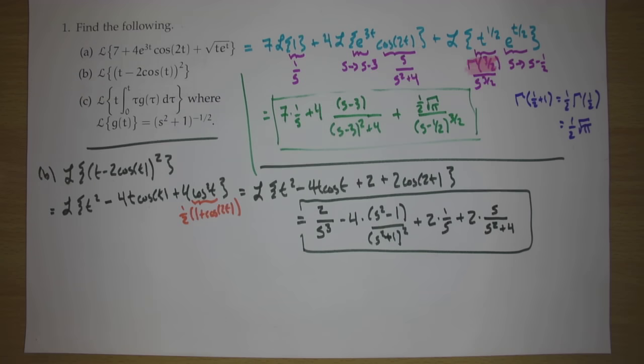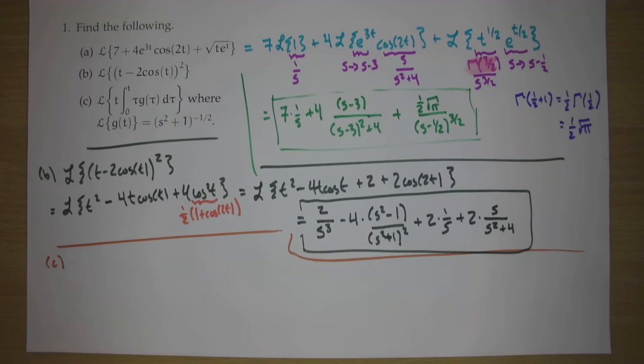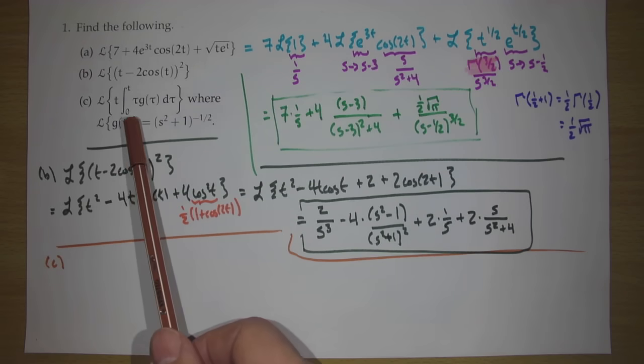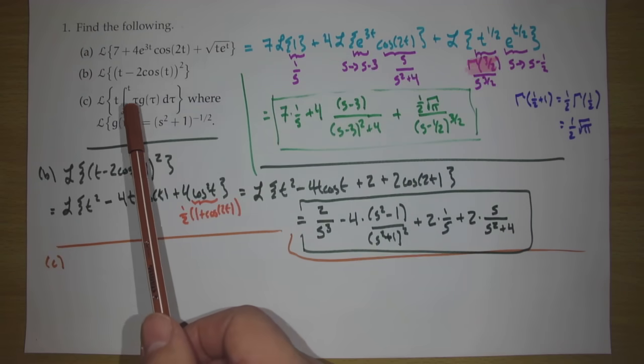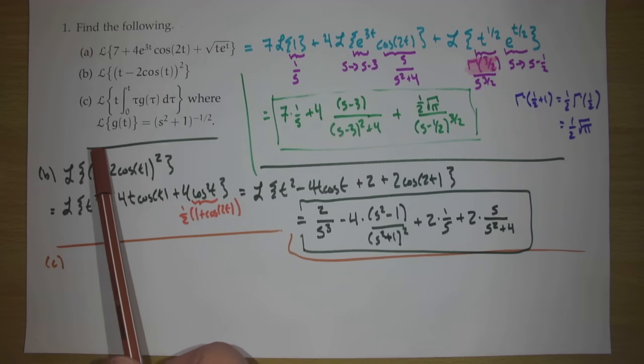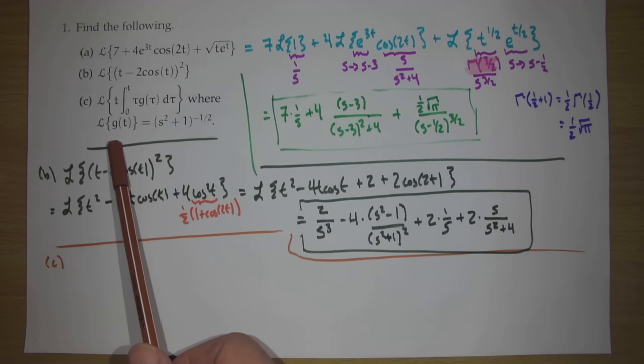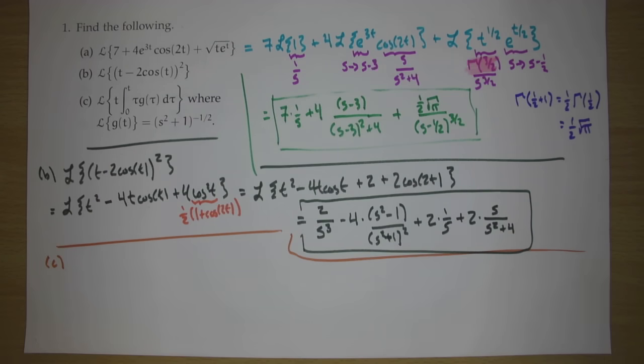Good. Well, that leaves us with C. All right, well, let's see if we can make it work. We've got a little bit of space left. So part C. We're asked to find the Laplace of t times the integral from 0 to t of tau g of tau d tau, where, well, we don't know what g of t is, but we know what the Laplace of g of t is. Laplace of g of t is s squared plus 1 to the minus 1/2.